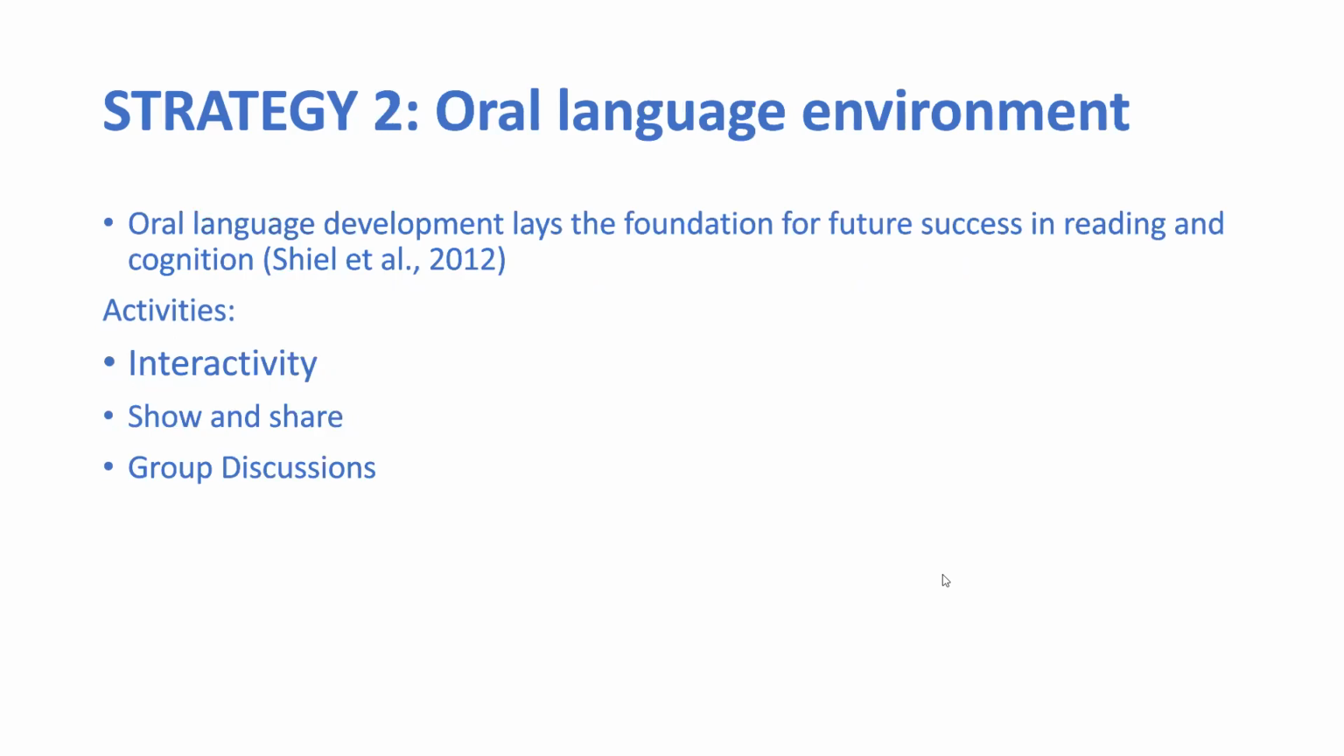Literacy Strategy 2, Create an oral language environment. Shiel highlights that oral language development lays the foundation for future success in reading and cognition. Early intervention and instruction help children enhance their writing skills and cognitive awareness in school later in life. Activities.